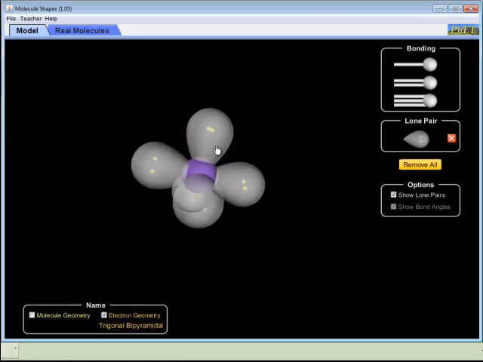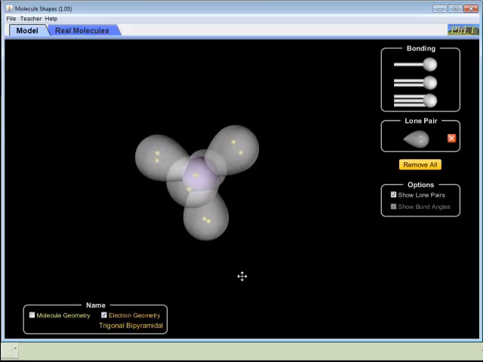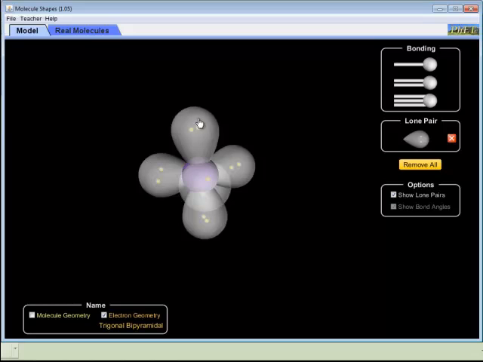Those three form an equilateral triangle, and the other two go right through it. If I move this around, this is called trigonal bipyramid. Why do I call it a trigonal bipyramid? If you link all those points together, it's a pyramid with a triangle base. But why is it called a bipyramid? We have a pyramid on the top, and we also have a pyramid on the bottom.